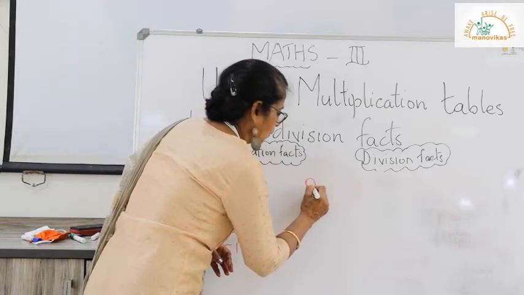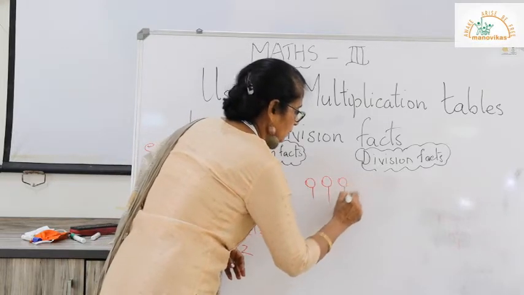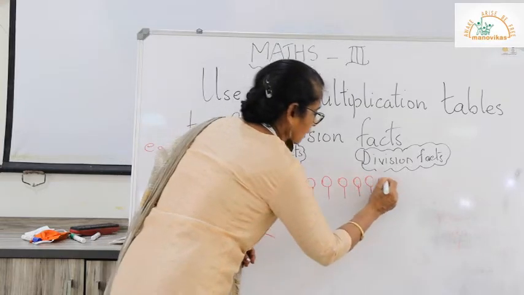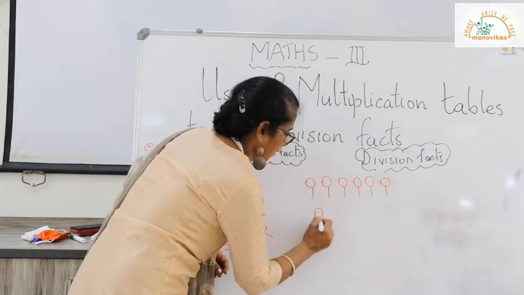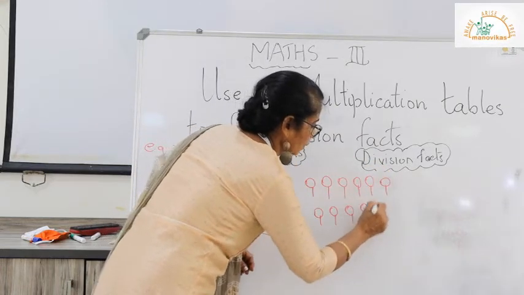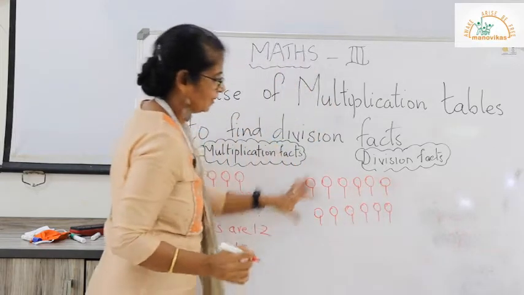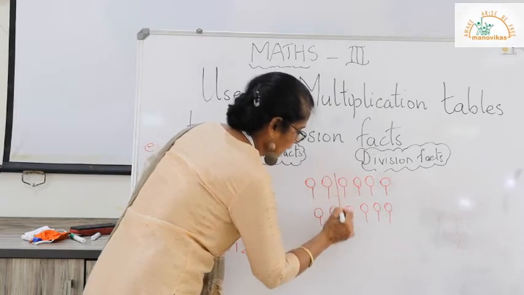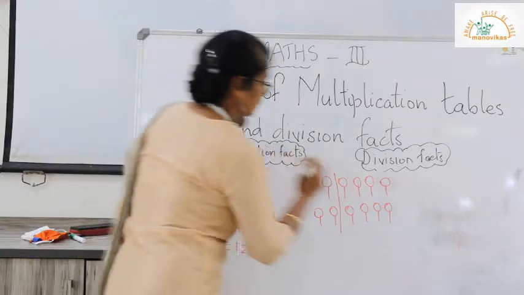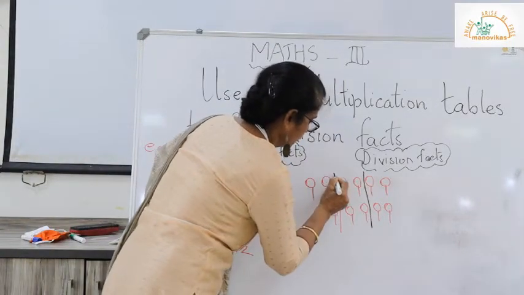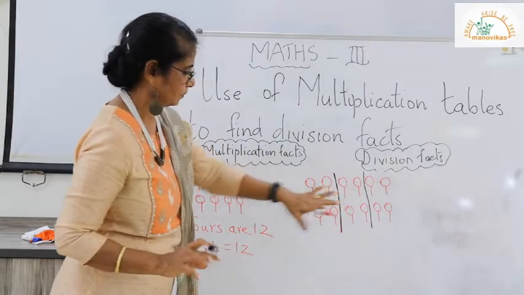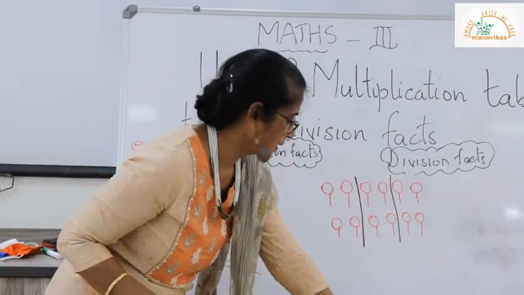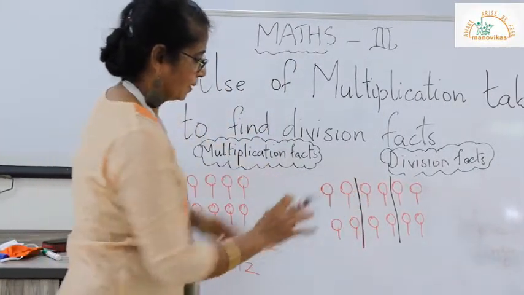So 1, 2, 3, 4, 5, 6. Totally, we have 6 lollipops. Now, we divide the 6 lollipops into 3 groups. What we are doing is, we are dividing it into 3 groups. Now that we have divided the 6 up and 6 down lollipops, total lollipops are 12. And we are dividing it.